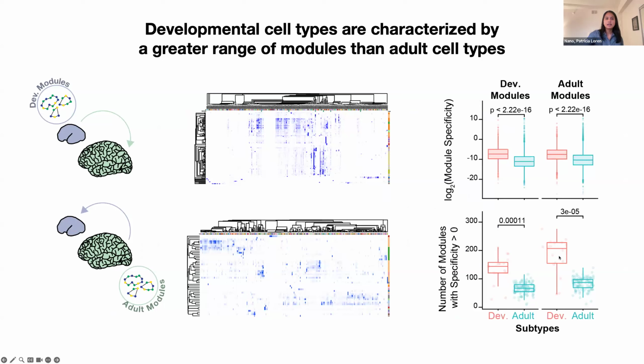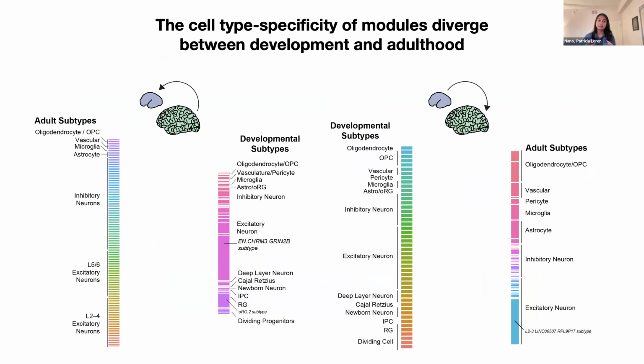Okay. Now that we have this tool and now that we've interacted with it a bit, we can ask our question of how does the cell type specificity of these different modules change from development to adulthood? And what I'm about to show are two Sankey plots. For each Sankey plot, I'm going to show you the modules that are specific to, in this case, adult subtypes. Where are they specific in the developing human cortex? And then vice versa here.